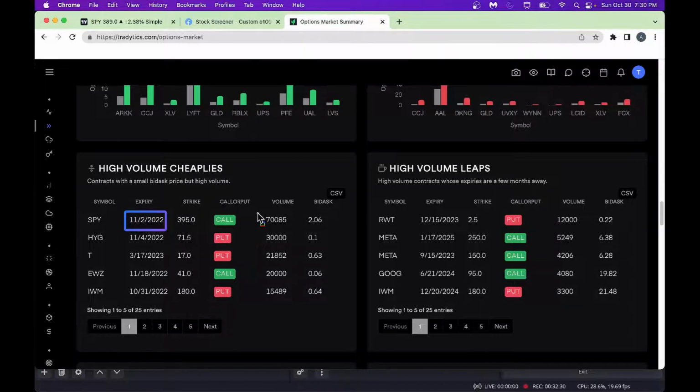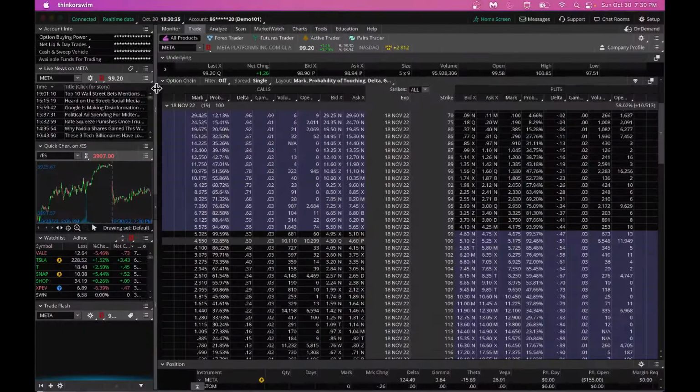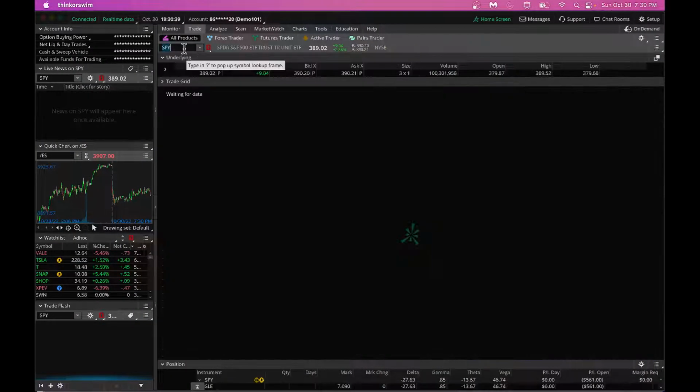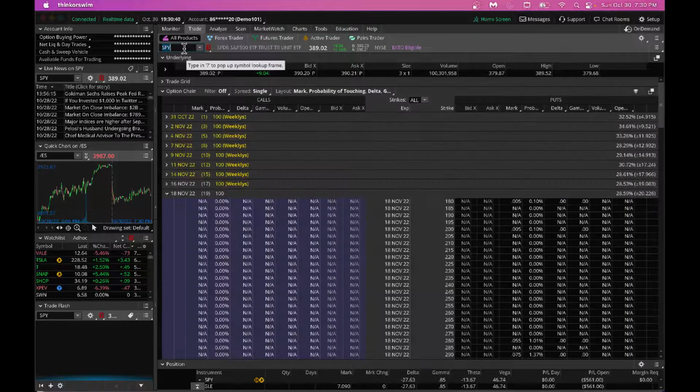Looks like there's a nice volume, 70,000. That tells you folks are buying out of the money call options. They expect SPY to really hit this 395 mark by next couple of days, as you can see here, by 11.2. You could also look at the Thinkorswim platform here and look at SPY, and you could also get some good prediction by looking at 11.3 here.